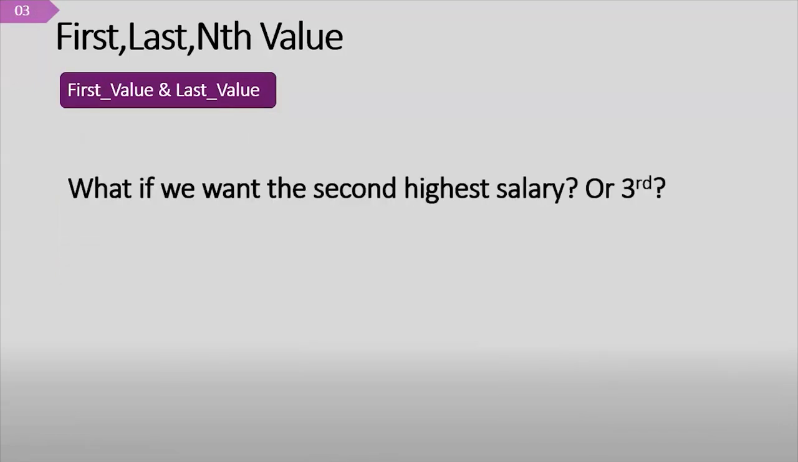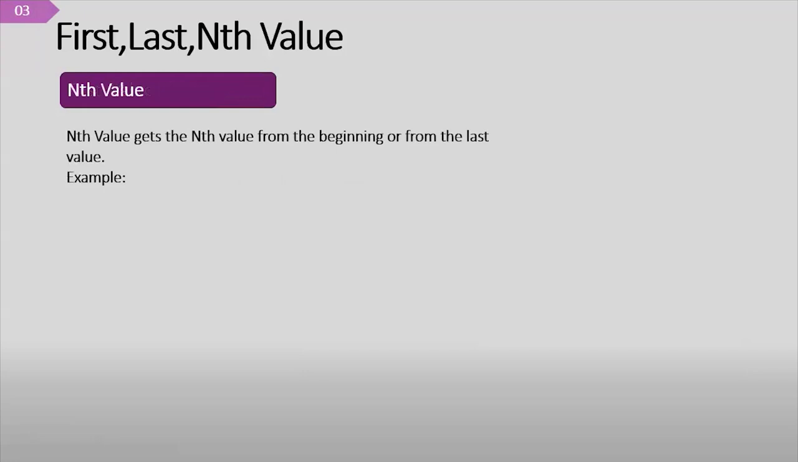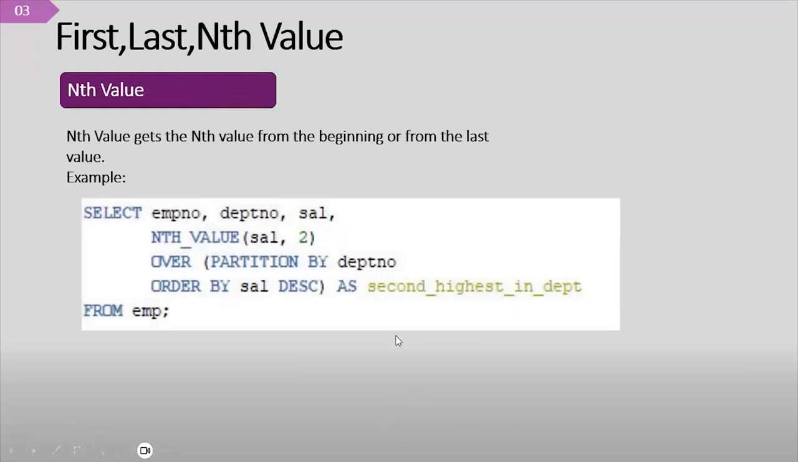If you want to get the second highest salary, for example, or the third or fifth or tenth, any number you want, you will use nth value. So nth value, you put the column here and you put the number you want to get. For example, 2 will get the second of the rows. And here you partition by department, order by salary descending. So it will get the second highest salary because you ordered descending.